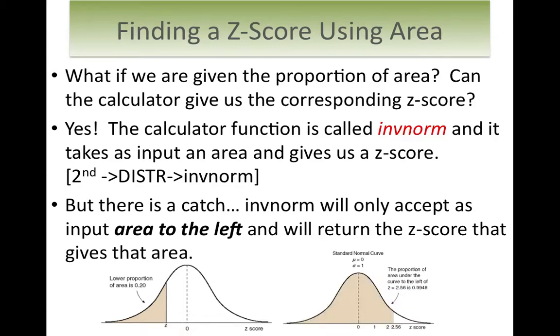And in this example, we have an area that's shaded that's to the left of a z of 2.56. So if we put area to the left of z as, and the notation here says it's 0.9948. If we enter 0.9948 into our calculator's invNorm function, we will get an answer of 2.56.